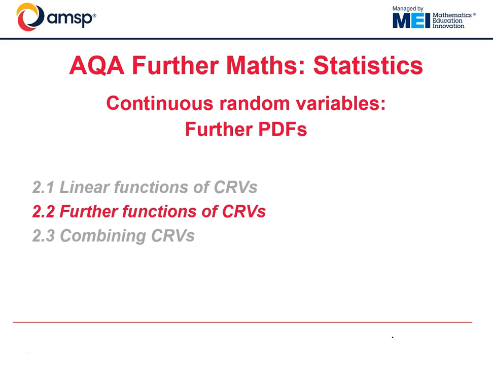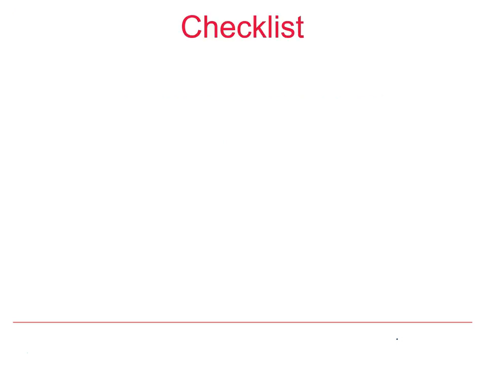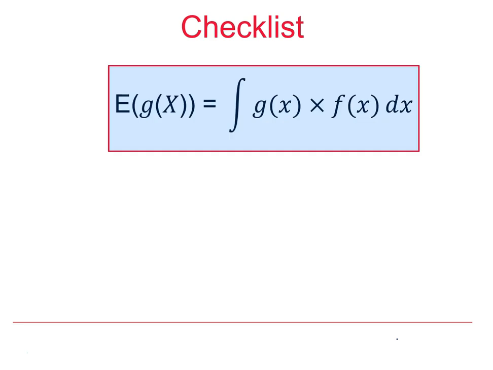Hello and welcome to this AQA Further Math Statistics video, second in the series looking at continuous random variables and PDFs. And this time we're going to be looking at further functions of continuous random variables. So just to remind you what you should have learnt from the first video in this series, we looked at the expectation of g of x when g of x was a linear function, and this formula here for the expectation of a function of x works whether g is a linear function or not a linear function, which is what we're going to look at in this video.